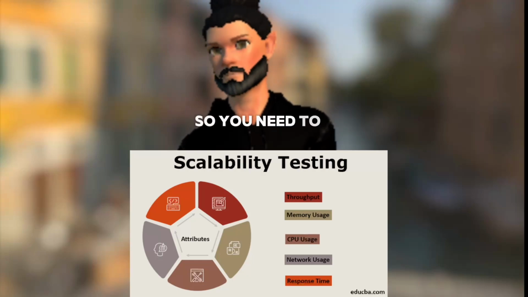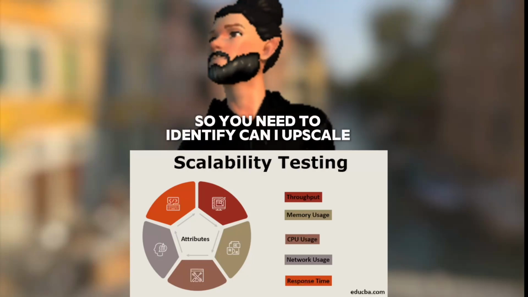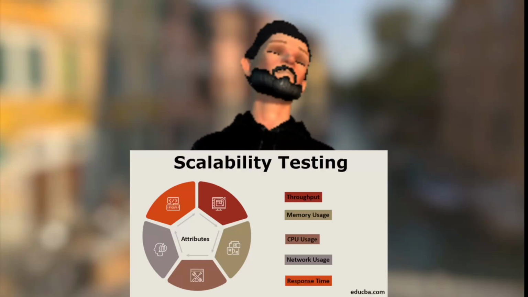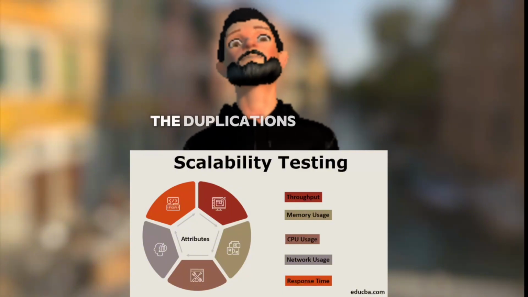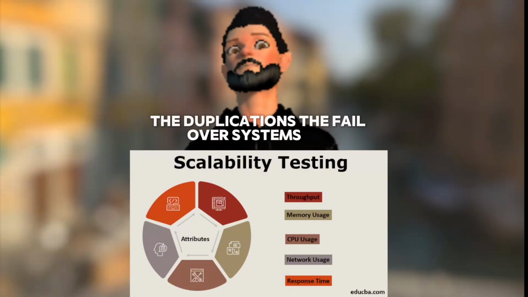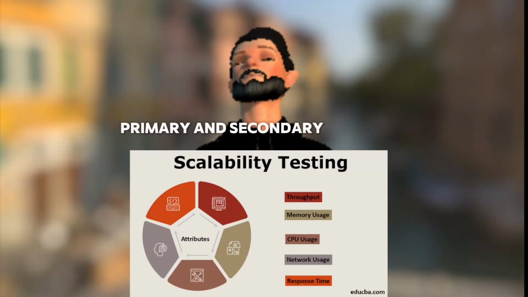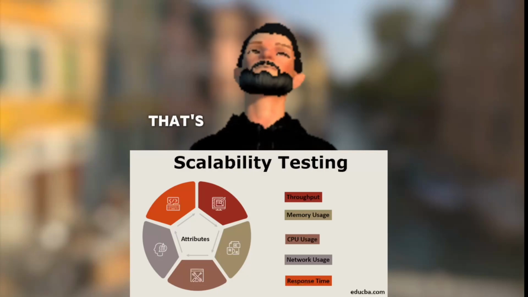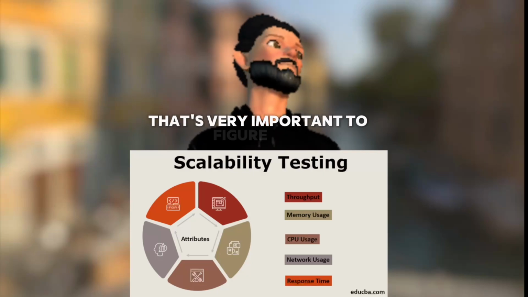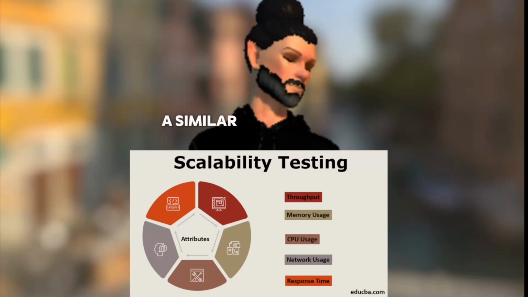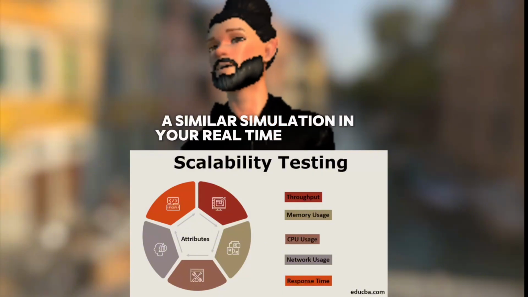So you need to identify at what point you can downscale your nodes or services, the duplications, the failover systems, primary and secondary systems. How do I upscale and downscale? That's very important to figure out. You need to do a similar simulation in your real-time scenario.